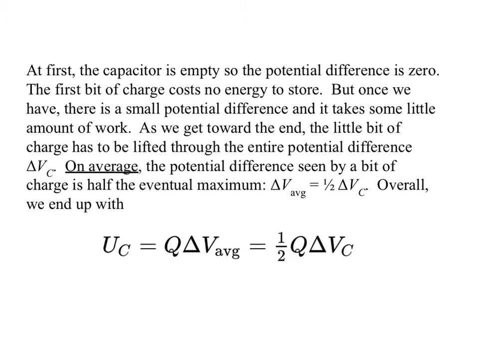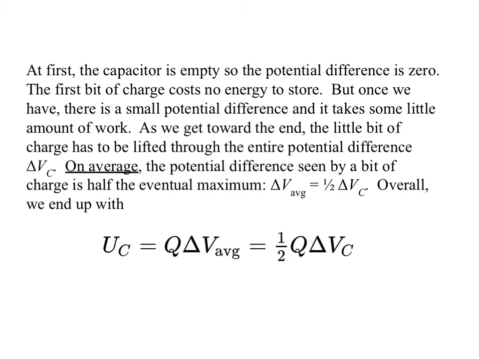As we get towards the end, the little bit of charge has to be lifted through the entire potential difference delta Vc. On average, you could say the potential difference seen by a bit of charge is half the eventual maximum. So delta V average is 1/2 delta Vc. And then we could say that all the charge moves against that. So overall, we end up with the energy in the capacitor being Q times delta V average, which is 1/2 Q times delta V of the capacitor.